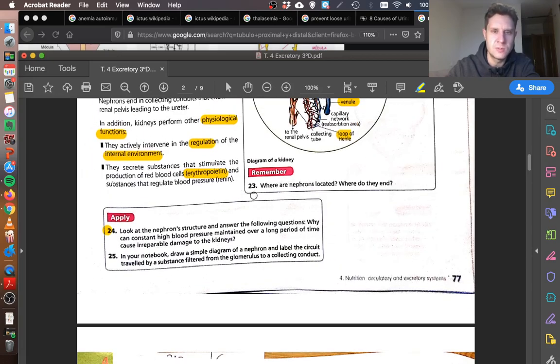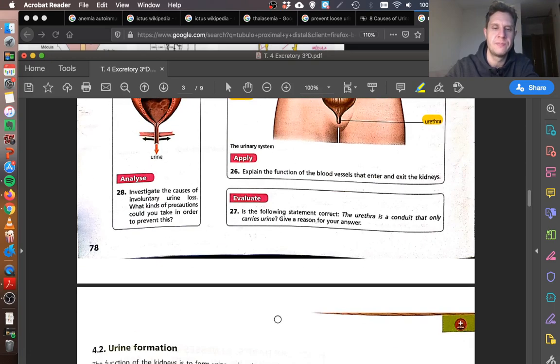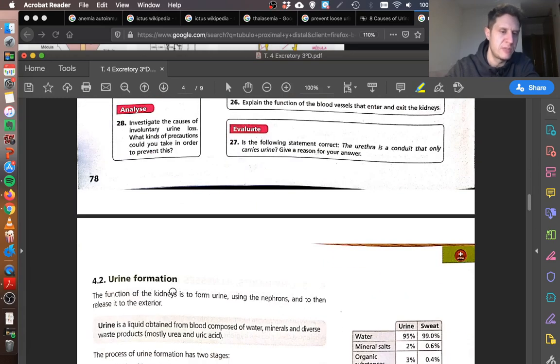Good. Well, wait. Here. Is the following statement correct? The urethra is a conduct that only carries urine. Give a reason. For example, yes, in the case of women. In the case of men, no. It also carries semen for reproductive means. Good. Urine function. Very good. You're doing good. Okay. Thank you for being there.